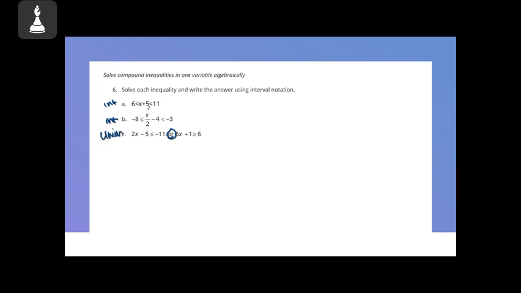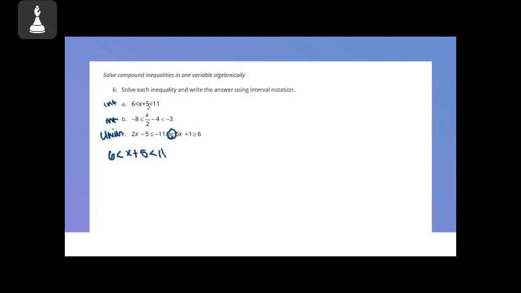Union means I'm going to have two completely separate groups of answers. Intersection, you'll see when we do this here, is going to have one single range of values, where union is going to give me two separate groups of values. Working with A, we have 6 is less than x plus 5 is less than 11.